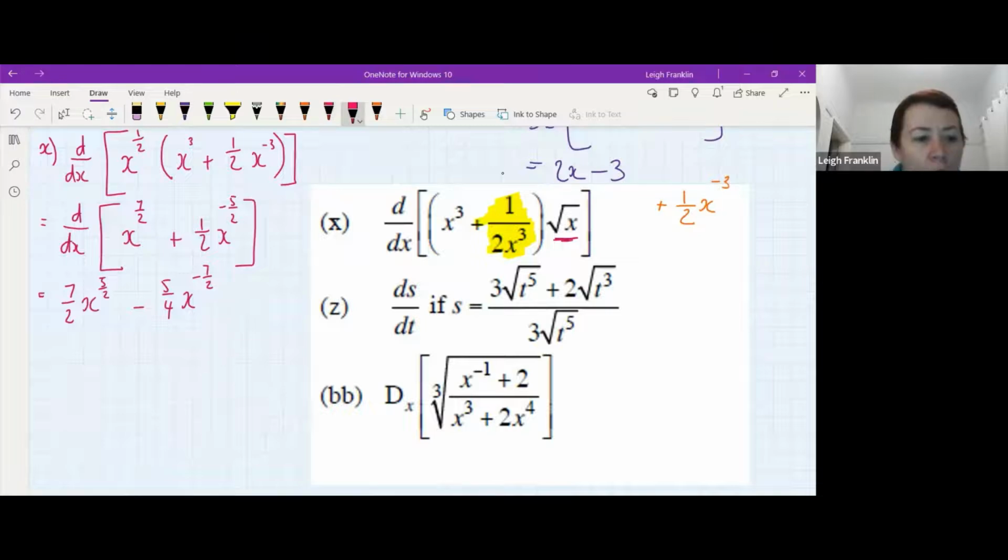All right, let's move on to the next one, and then we can do that monster at the end. Okay, so question Z now, matrix. They want us to find the derivative of s with respect to t, and they've told us that s equals... Okay, so now we need to get rid of radicals. So that's going to give us 3t to the power of 5 over 2 plus 2t to the power of 3 over 2. What I'm going to do is split it up at the same time and get rid of the radicals.